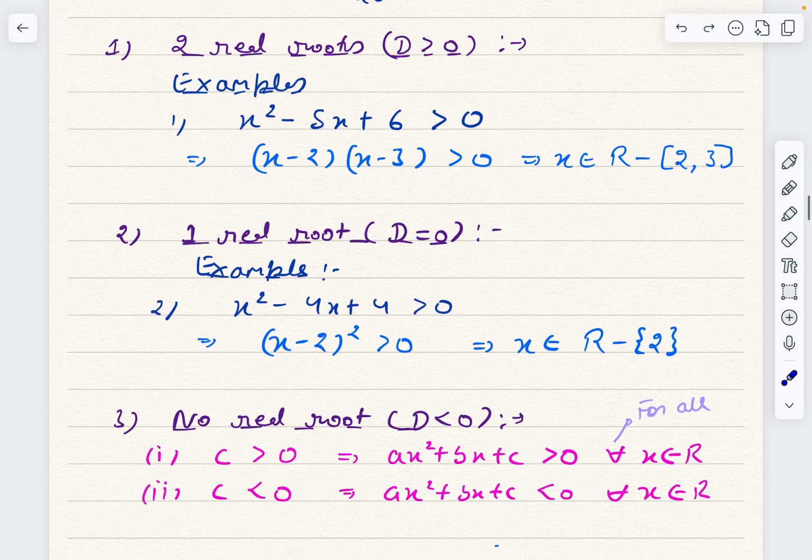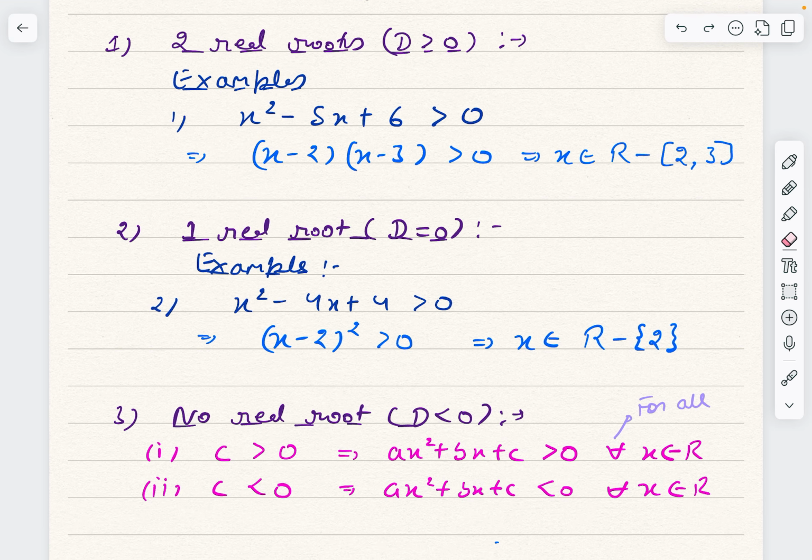The last case, which is very, very important. This is the one we have to discuss in detail. When we have no real root, the discriminant is less than 0. Now you have to remember, when the discriminant is less than 0, the value of the quadratic will be either always positive or always negative. How do we get these things? We'll discuss them in detail later when we do the chapter on quadratic equations. That time we'll discuss everything in detail. For now, you just have to remember a few points and use them directly.